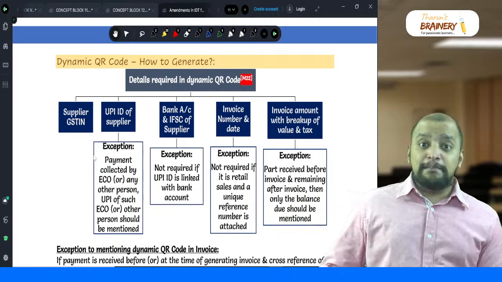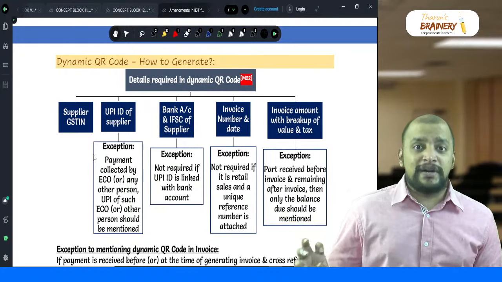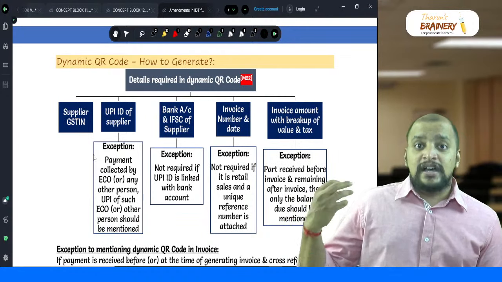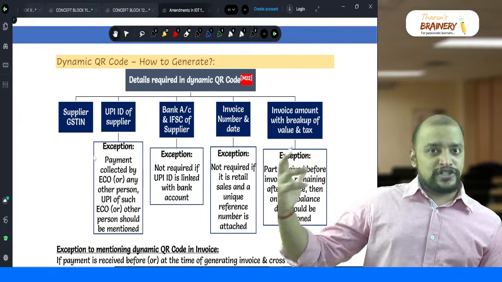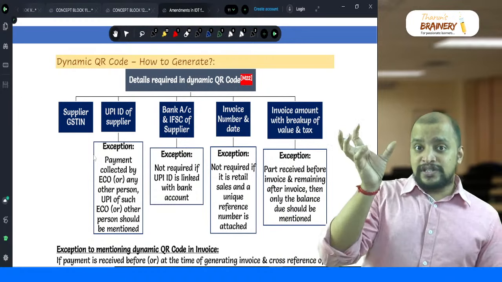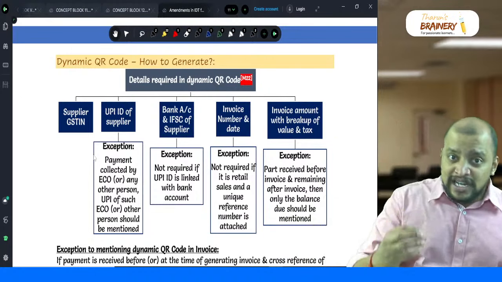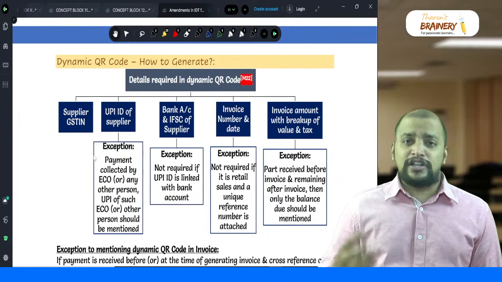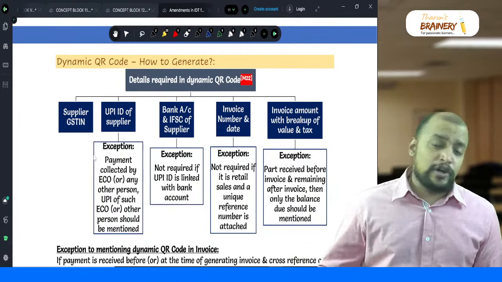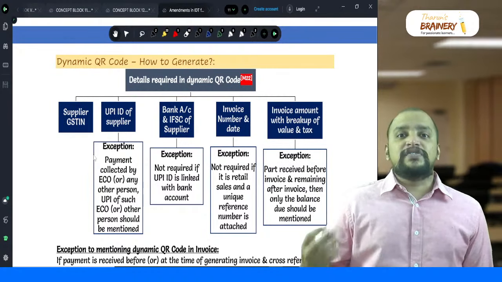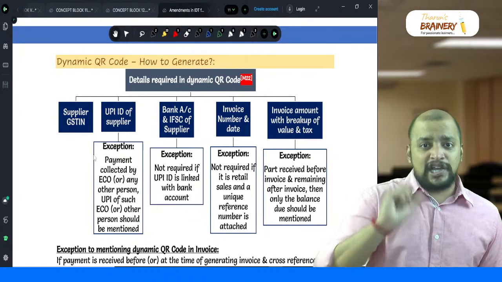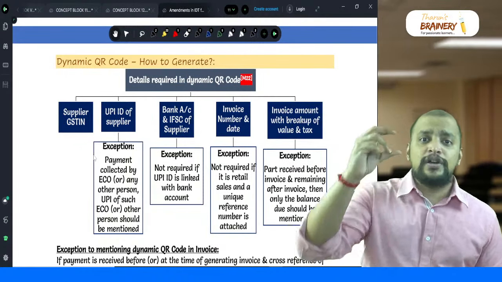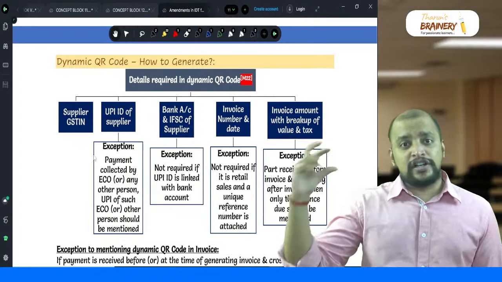Then invoice number and date. So invoice number and date will be dynamic. So it changes with respect to every transaction. Then amount along with the breakup of tax. So that also changes with respect to every transaction. So taking all these fields, we need to generate a dynamic QR code. There are a lot of payment gateway providers, a lot of banks and financial institutions which will be providing us a thin application. So in that application, you can enter these details. Click on generate QR code. That QR code will come. So you put it on the invoice.